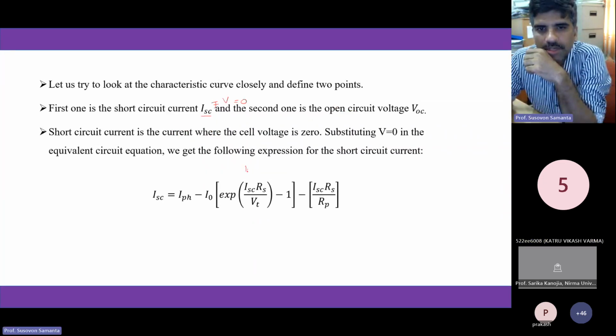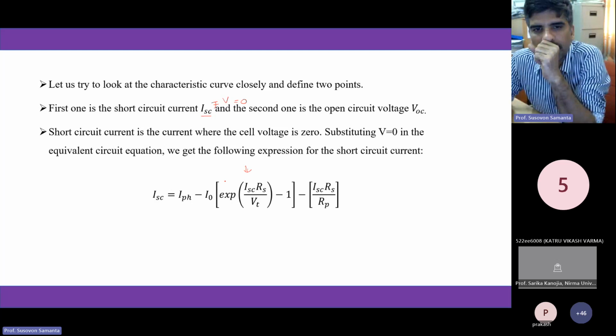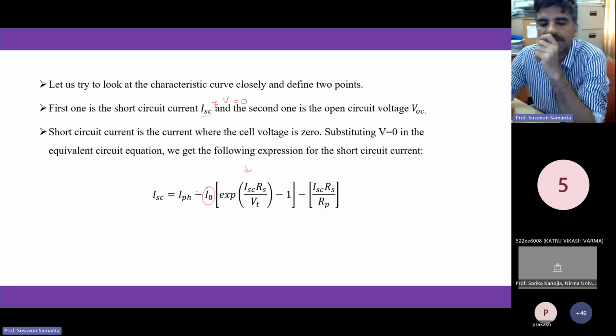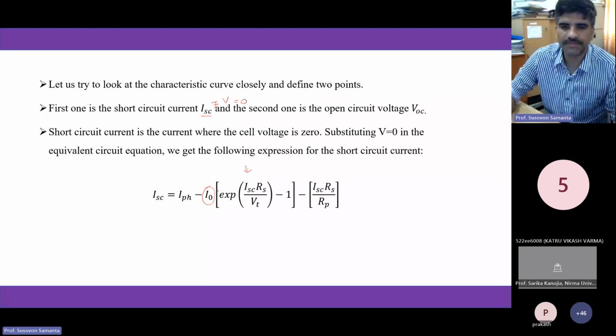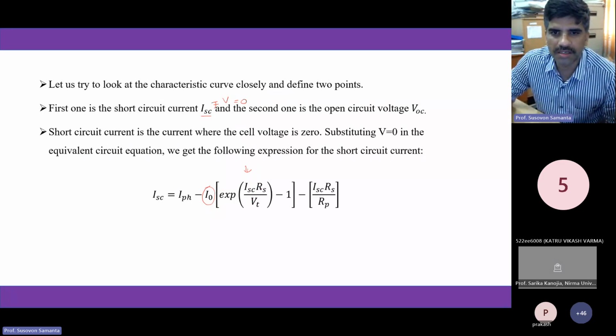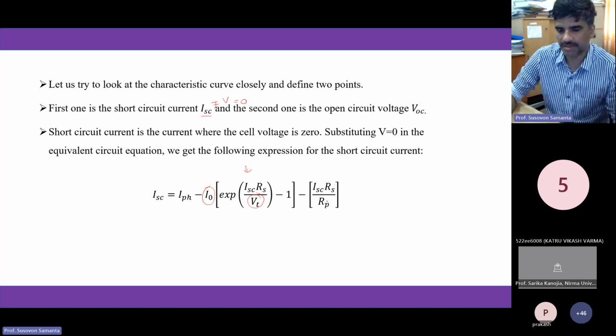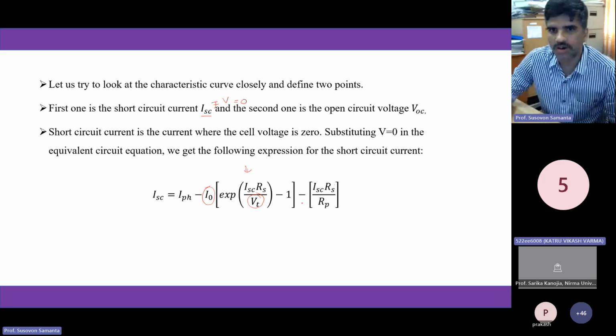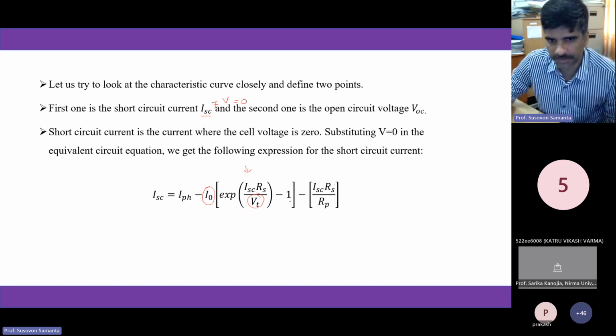Then the expression will become this. From this expression, you can understand this is basically the reverse saturation current of the diode. And this is VT, the thermal voltage. And RS and RP are the series resistance and the parallel resistance. Now these are all constant once you have a fixed irradiation.